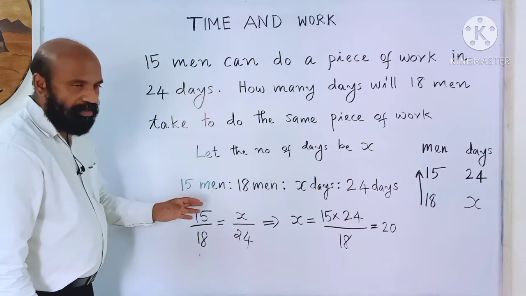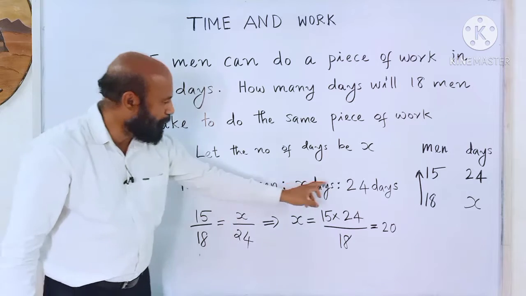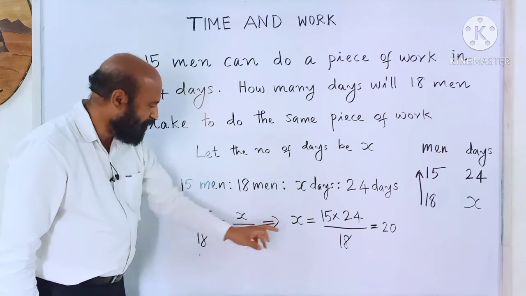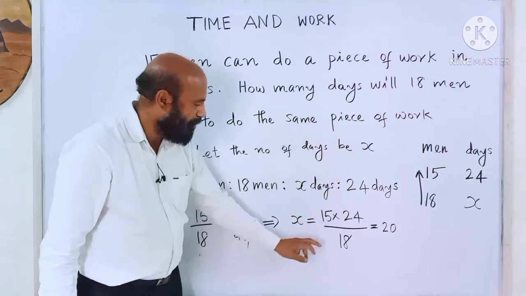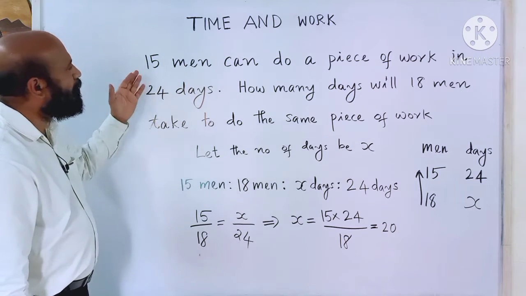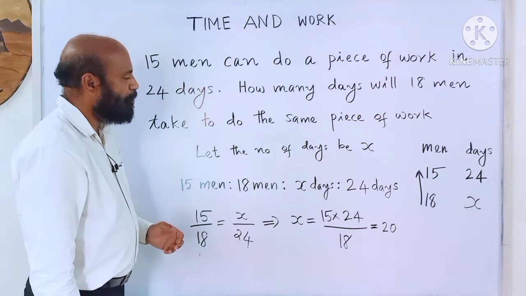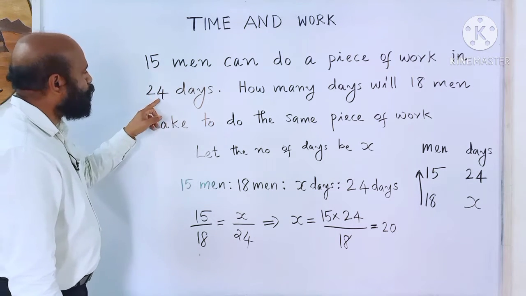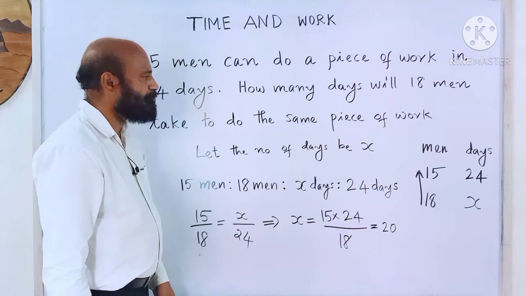So from this ratio and proportion we can write 15 by 18 is equal to x by 24. After rearranging you get x is equal to 15 into 24 by 18. So the answer is 20 days. You can see as the number of men increases, the number of days decreases. From 24 days, now only 20 days are enough.